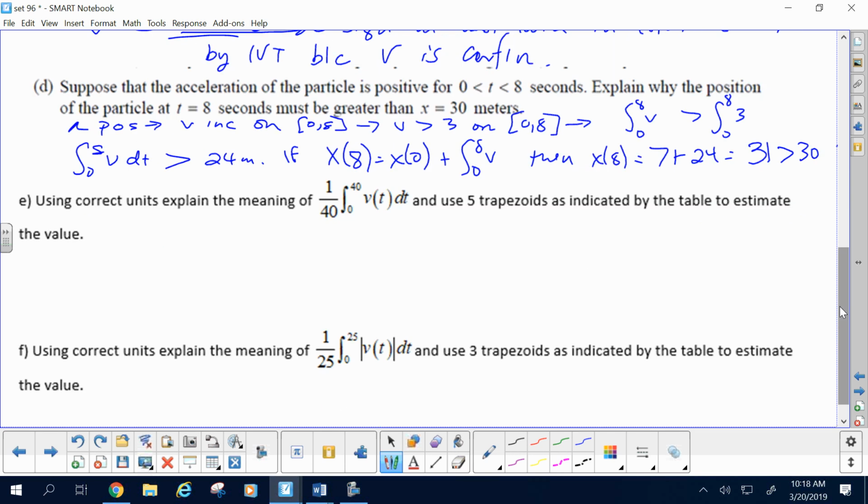Over this winter, we got negative 73/40 meters per second, and this is the average velocity in meters per second.